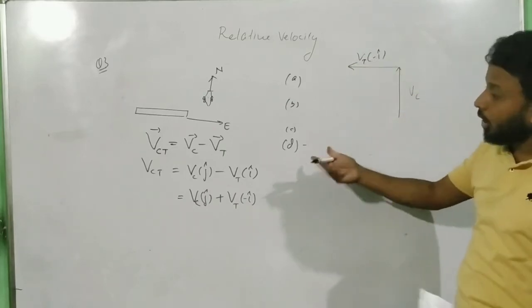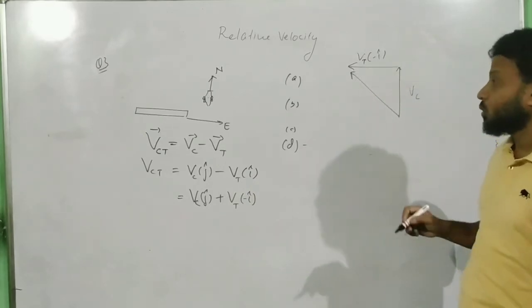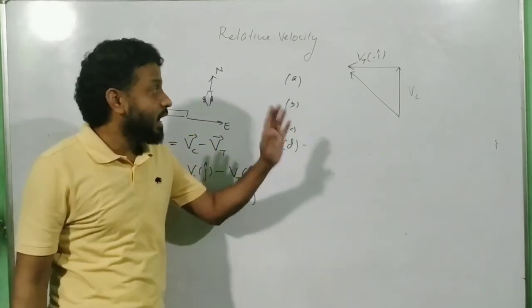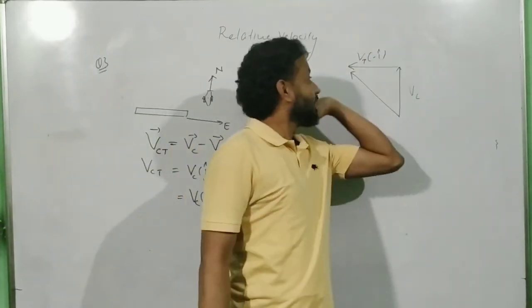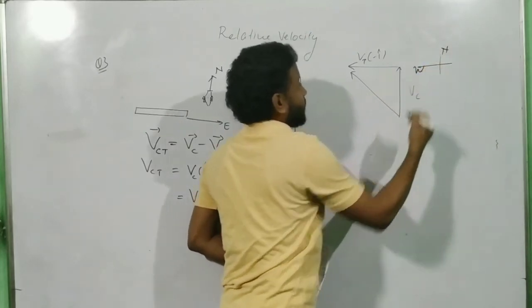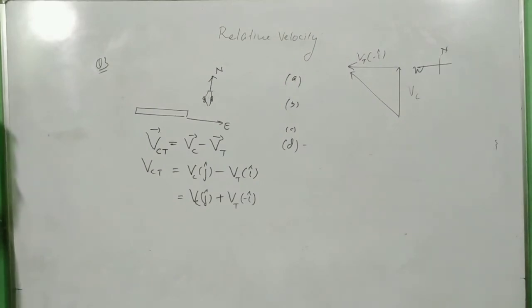Or if you want to do it mathematically, do it. But what is the direction? So the passenger will see the car moving in a northwest direction. Correct? Northwest. So the option which says northwest is your right answer. Okay.